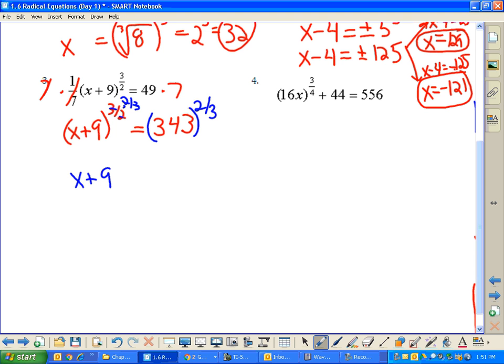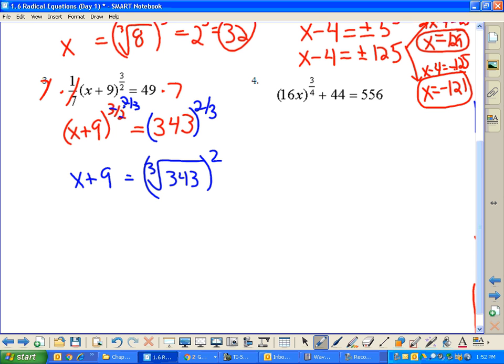Notice I'm going to now raise this side to the 2/3 power, which is like cube rooting 343 squared. Well, if you cube root, do you need a plus or minus? No. Very good. So cube root, you don't have to worry about that. The sign is what it is.